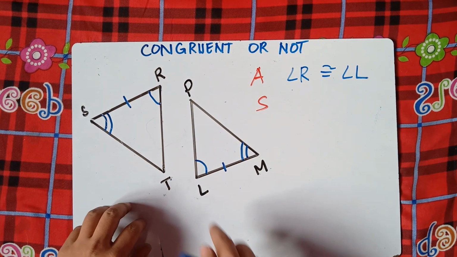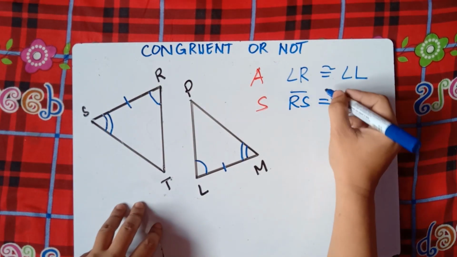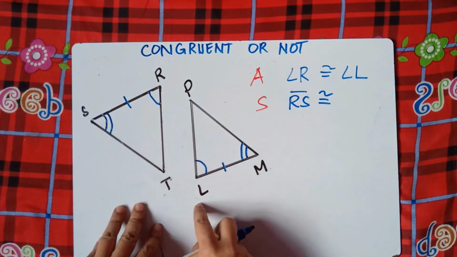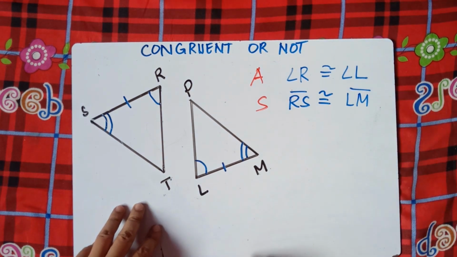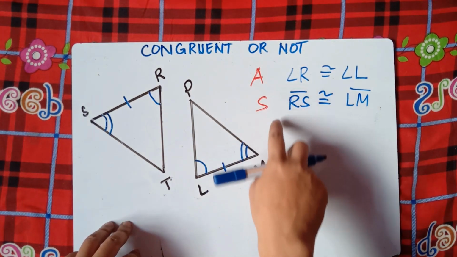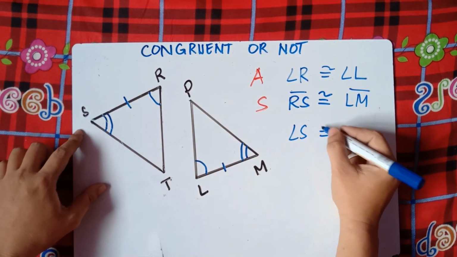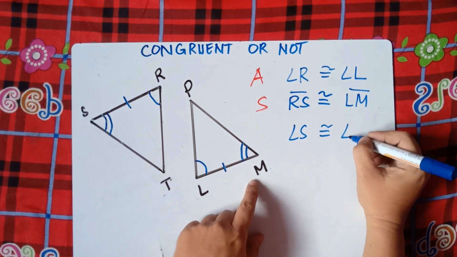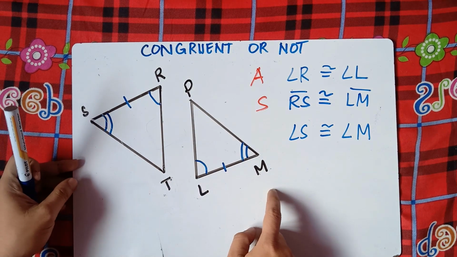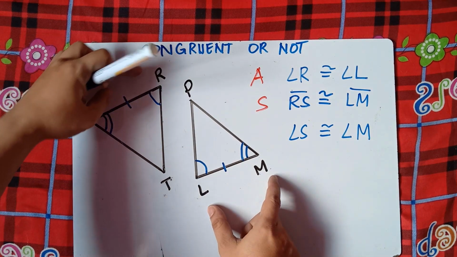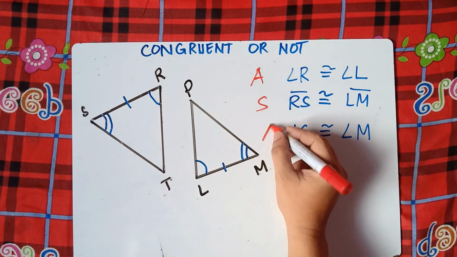Same with the others. So once we read it RS, line RS is congruent to line LM. So we have one side, and we have another angle. So angle S, this one, angle S is congruent to angle M. Alright, so once again, you can start with angle S and angle M, then this side, and angle R will be the last, and angle L. So that's okay. Angle, side, angle.